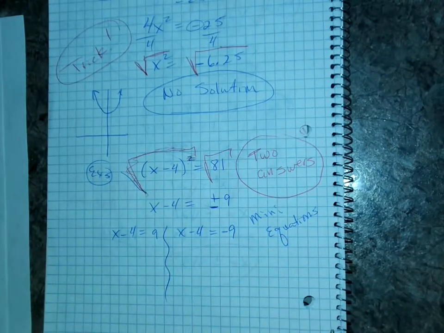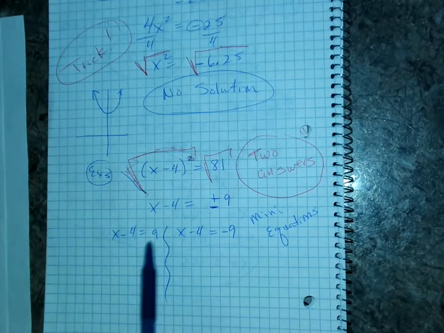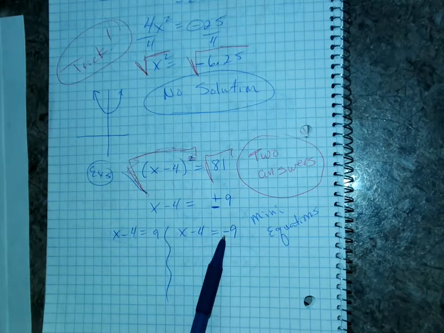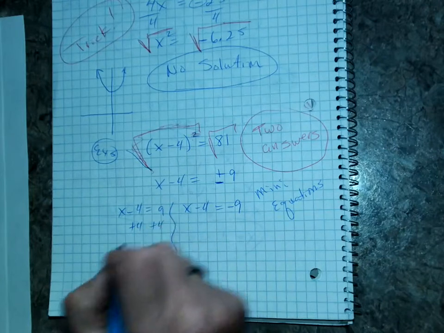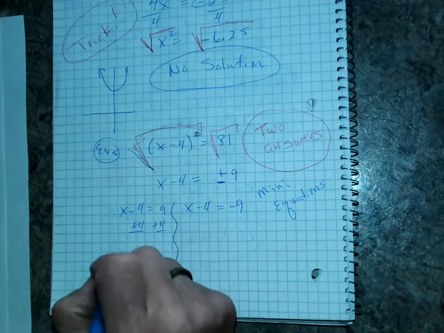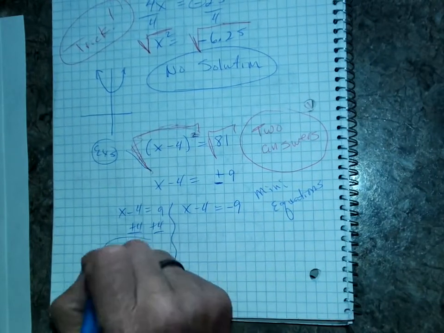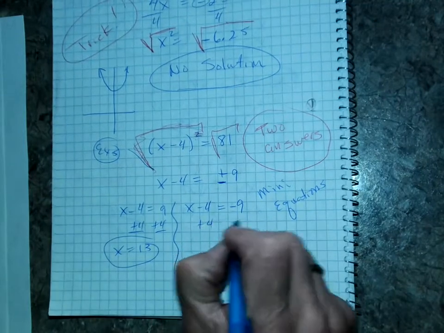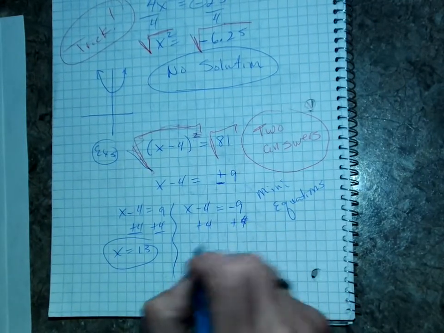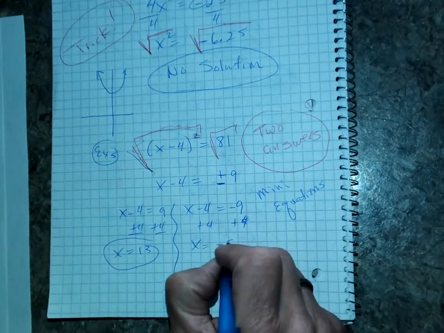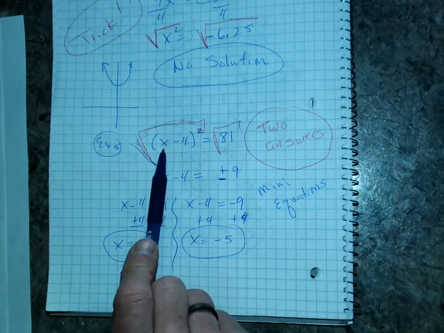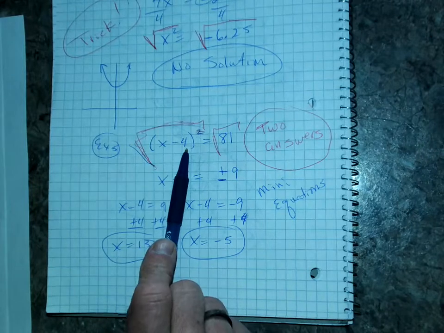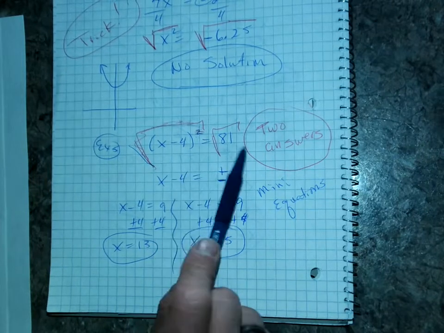Okay, and solving this is pretty easy because I've got the equal to the positive 9 and equal to the negative 9. Plus 4, plus 4. This answers x equals 13. Plus 4, plus 4. This answers x equals negative 5. Now a negative answer is okay because you can plug it into the original. Negative 5 minus 4 is negative 9, but just square it and you get a positive 81.